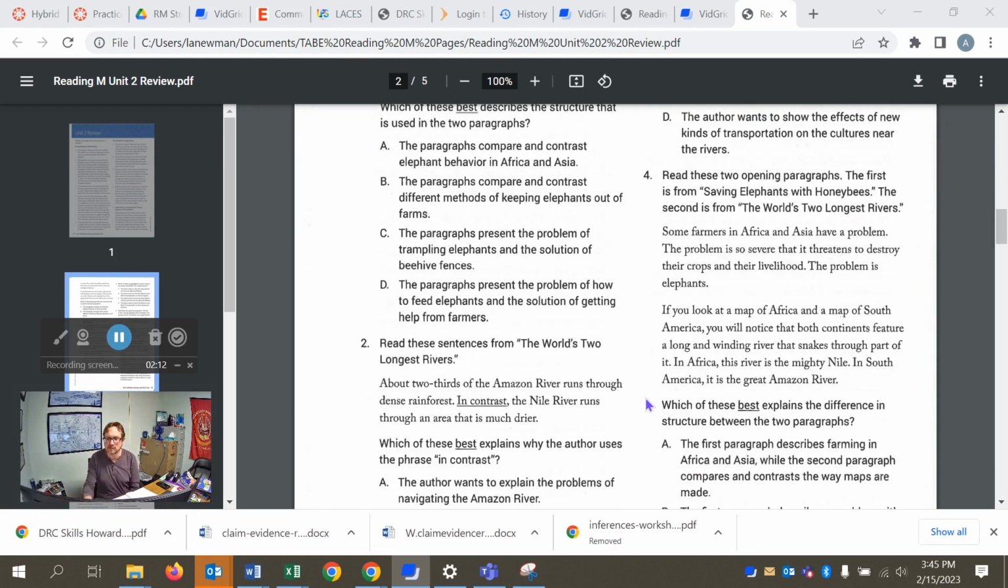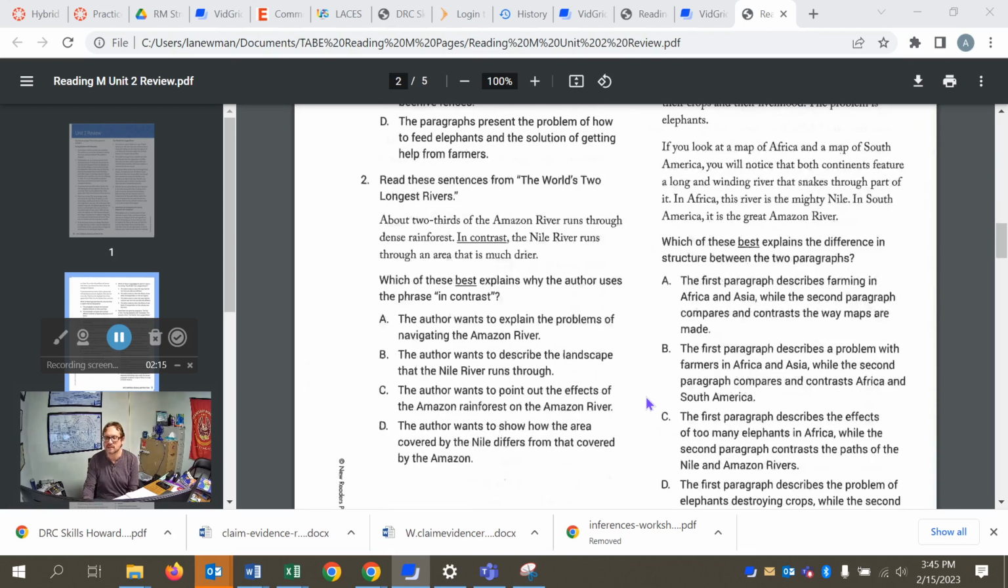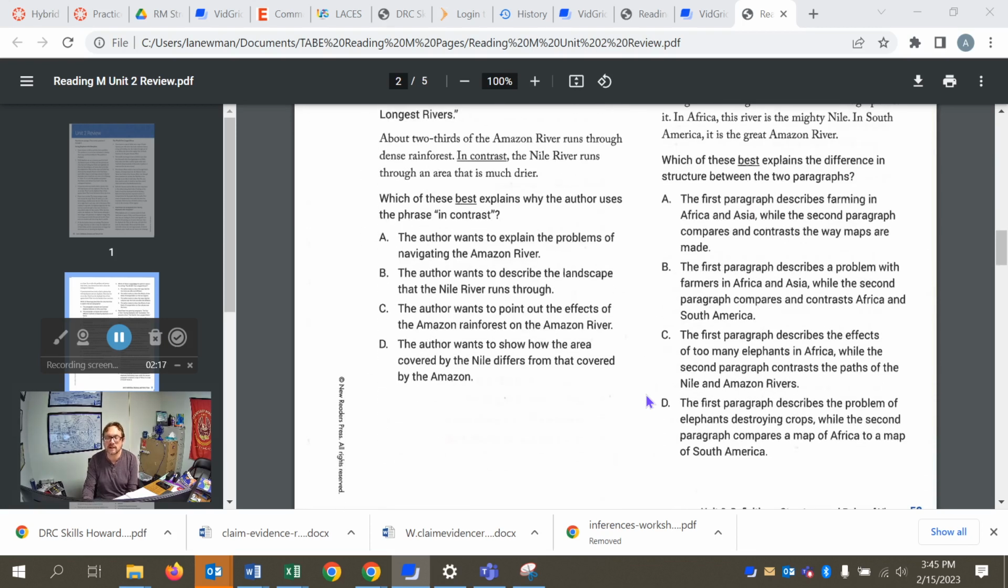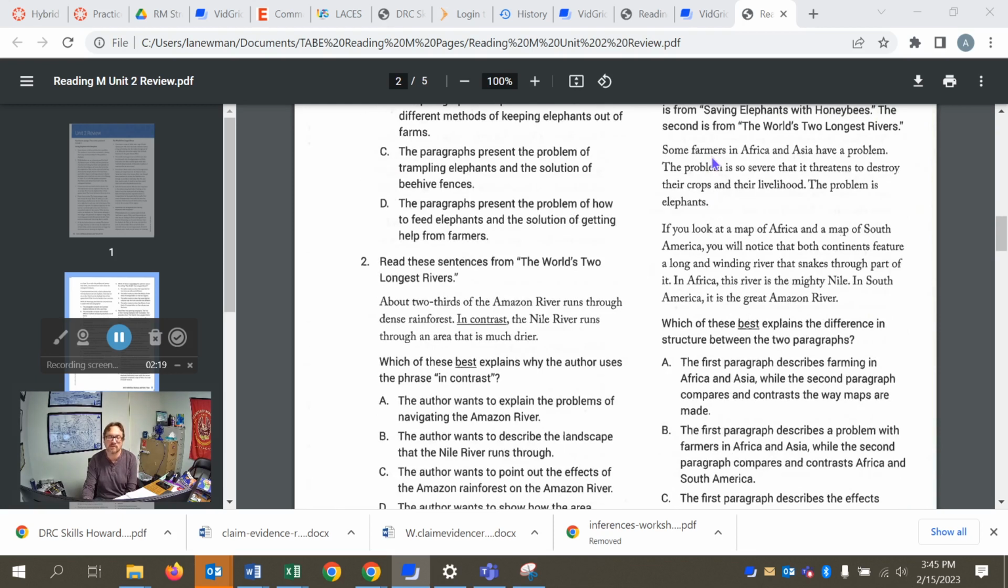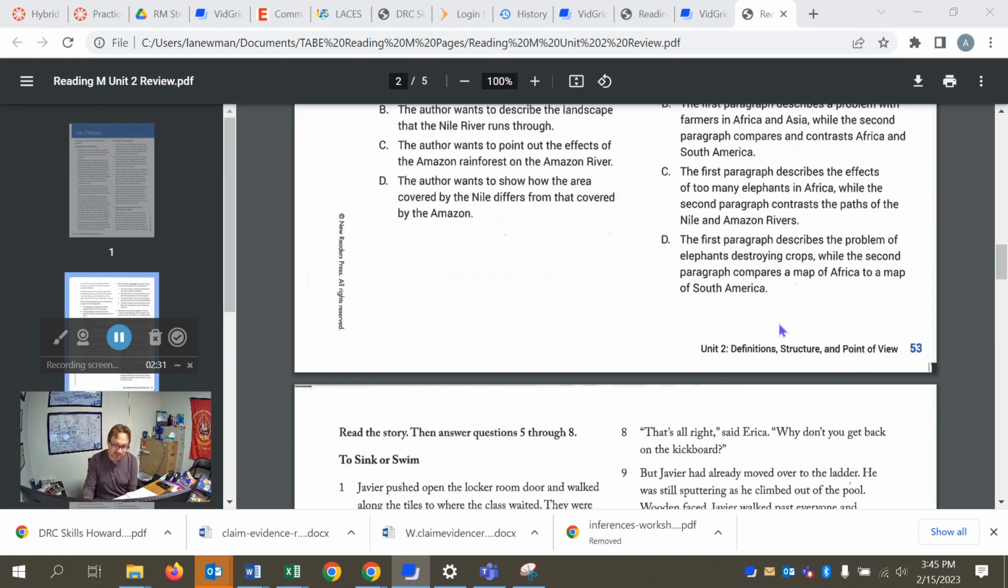All right, question four. Which of these best explains the difference in structure between the two paragraphs? What we had here is a paragraph from passage one and then another one from passage two. So they were from different articles or passages. So we needed the accurate description of what each is in their difference, and it's D. First paragraph describes the problem of elephants destroying crops, while the second paragraph compares a map of Africa to a map of South America. So in both, we're analyzing text structure.